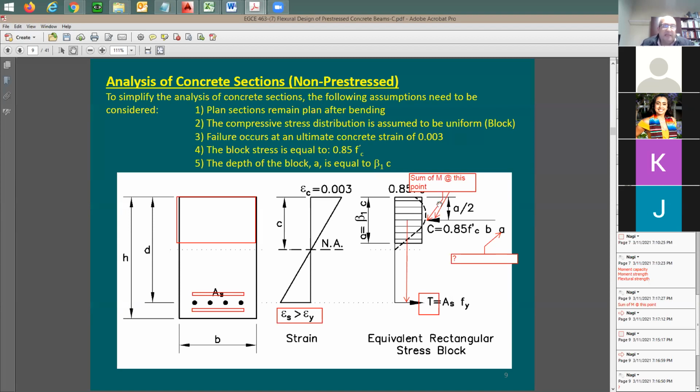But also you can say, I'm going to be taking the moment about this C point. Therefore, the internal moment, because these are 2 internal forces, is going to be equal to the tension force multiplied by d minus A over 2. You say this distance is going to be d minus A over 2. I want to do it this way because for me it's going to be simpler, and I'll need this for pre-stress. When we come to pre-stress, it's going to be very helpful.